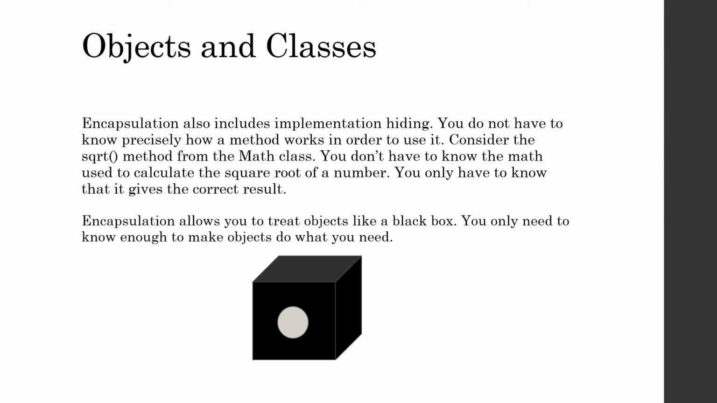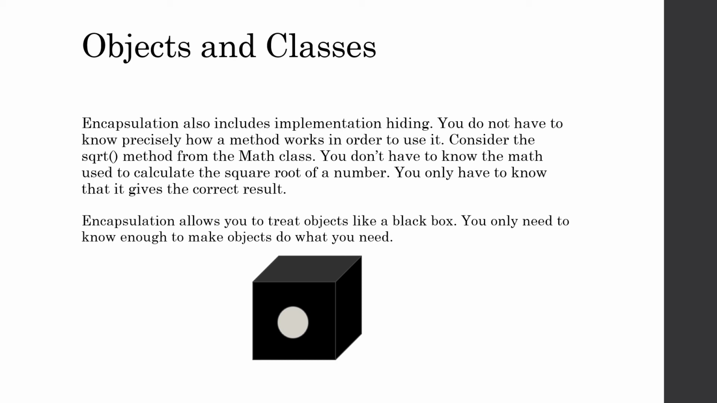Encapsulation is also going to include implementation hiding. This is to say that you do not have to know precisely how a method works in order to use it. A pretty good example of this would be the square root method that comes from the Math class. You don't really have to know the math used to calculate the square root of a number, or worry about the complex process behind it. Instead, the only thing that you really have to care about is that it gives you the correct result. It just needs to work the way that it's intended to.